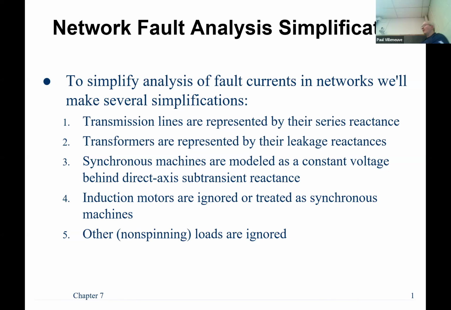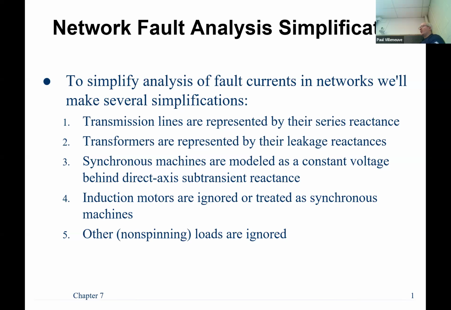Same thing with transformers. If we get rid of the equivalent circuit and just have it as a reactance, it simplifies things quite a bit. And transformers actually are a big source of limiting current on a system. So in a lot of cases, you specify the impedance of a transformer based on how much you need to limit the current.